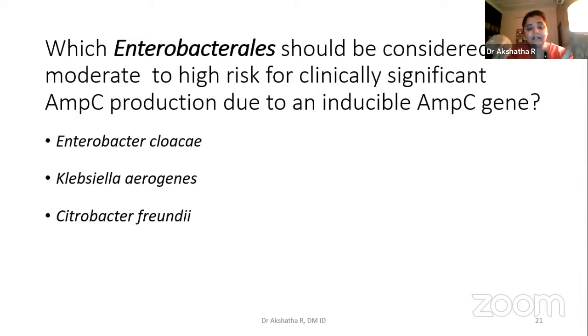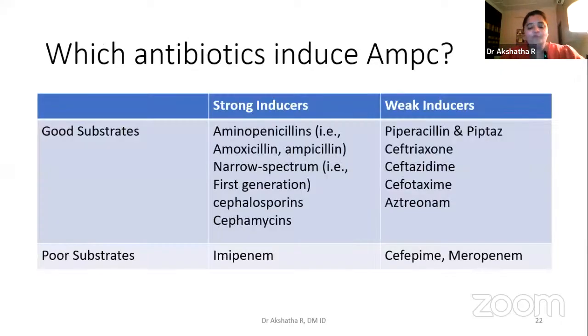So whenever you see in a culture report Enterobacter cloacae, Klebsiella aerogenes, or Citrobacter freundii, you should be very careful about using the antibiotic in this case. Even though your ceftriaxone is coming as susceptible, do not use it. So which antibiotics induce this AmpC?